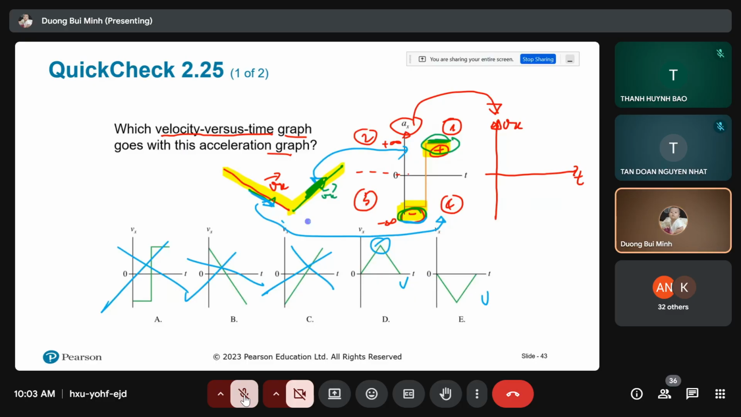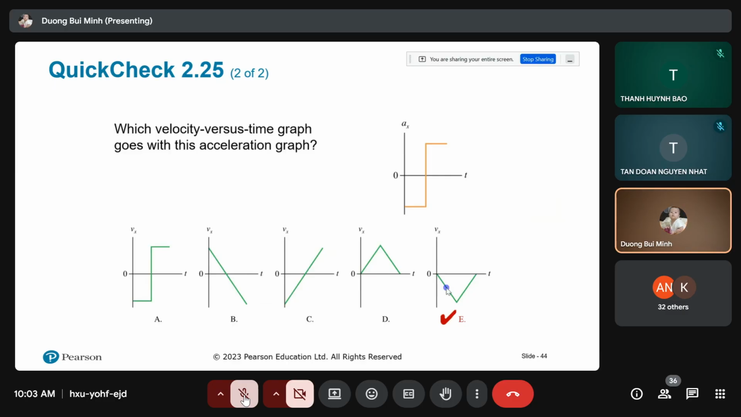Okay. Now, if you consider this one, this is the first. Yeah, this is the current. So it should be like this, right? Should be like this. Okay, and this one should be like this. So the correct answer will be E. Okay. Yeah, that's all. Do you understand?